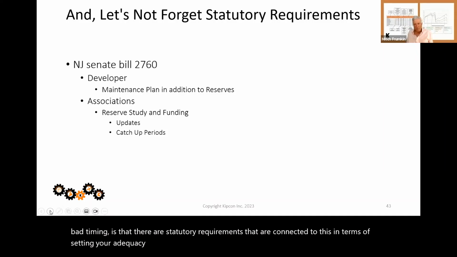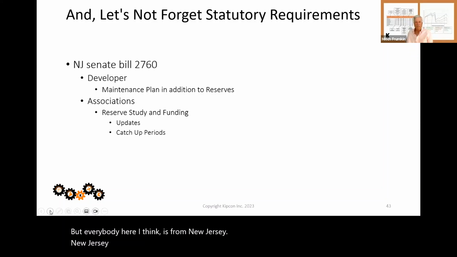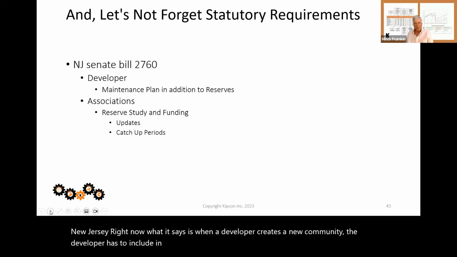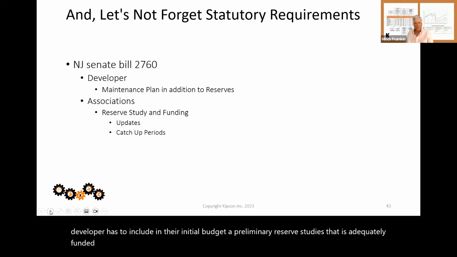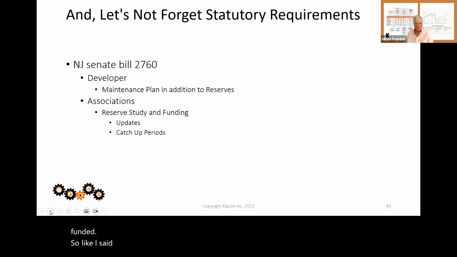Everybody here, I think, if you're not from New Jersey, let me know. But everybody here, I think, is from New Jersey. In New Jersey right now, what it says is when a developer creates a new community, the developer has to include in their initial budget a preliminary reserve study that is adequately funded. Like I said before, most developers, every one of them I've ever seen, uses full funding.